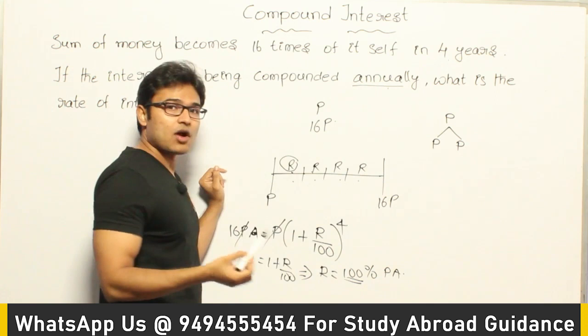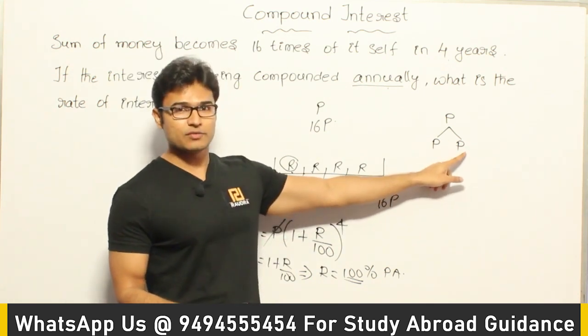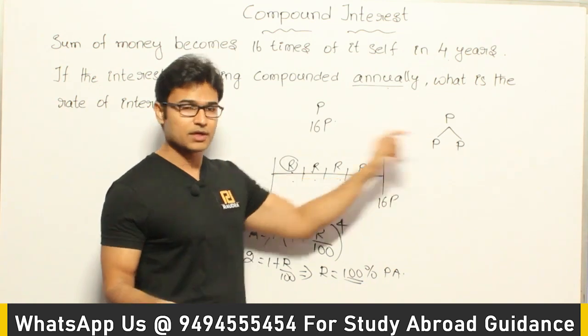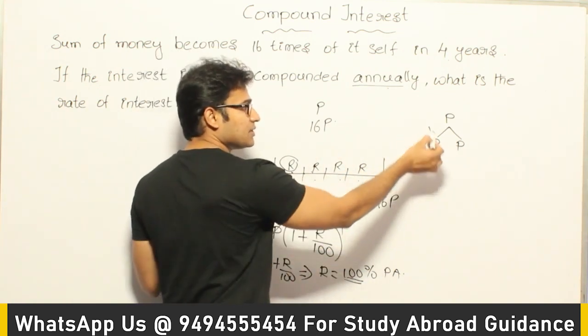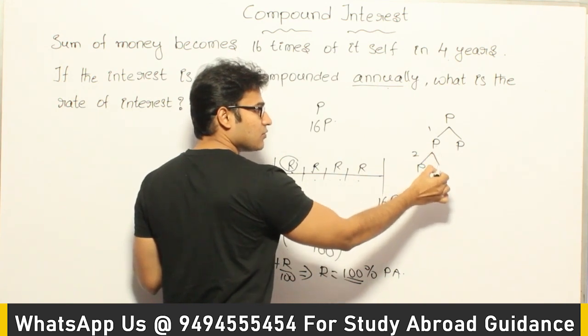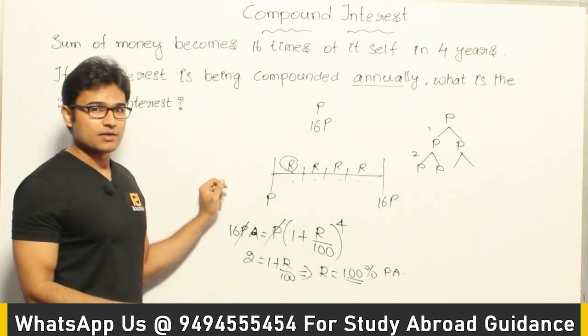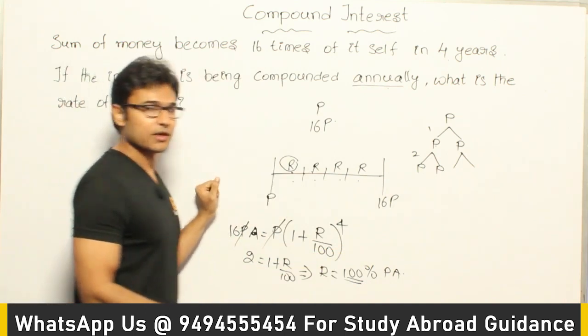Now since it is compounded annually, the interest whichever you are getting is also going to be invested and also has to grow. Got it? Therefore after 1 year this is the case. Now after 2 years what is the case? This is going to give you P and P, because again this one is same as 100% the rate of interest, right?